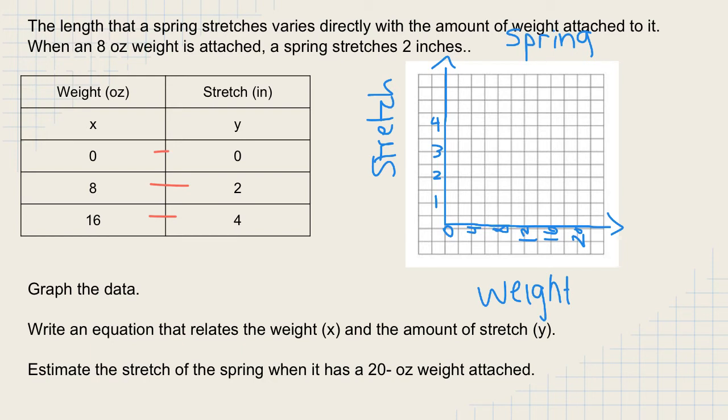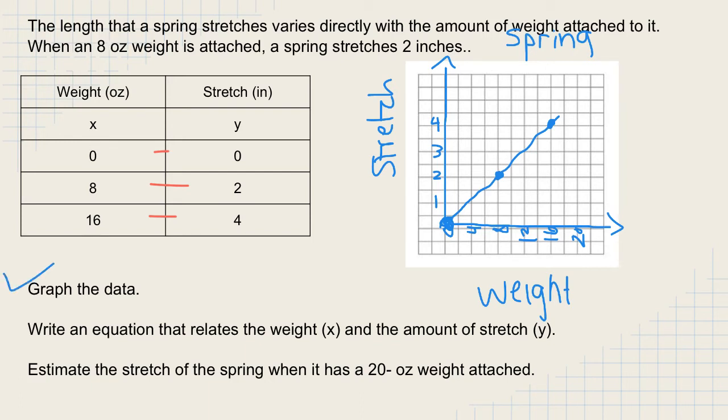So at first we start at 0, 0, which is the origin, so it's right here. And then we go 8 ounces and 2 inches, so that's right here. And finally, 16 ounces and 4 inches is right here. So if I had a straight edge, I would certainly use it, but I'm going to eyeball a straight line through there. All right, so we've graphed the data.